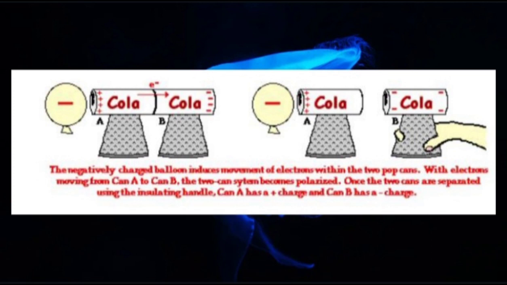However, during the process of induction charging, the role of the balloon is simply to induce a movement of electrons from one can to the other can. It is also used to polarize the two-can system, wherein the balloon never supplies electrons to can A, unless, guys, you hear a spark indicating a lightning discharge from the balloon to the can.